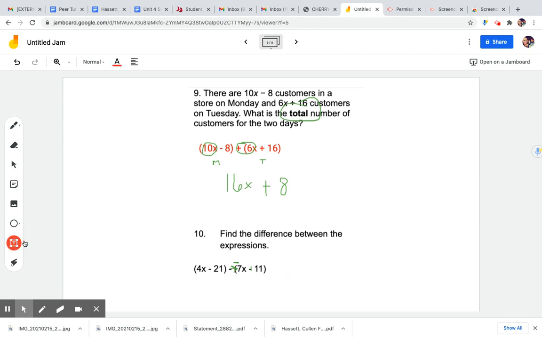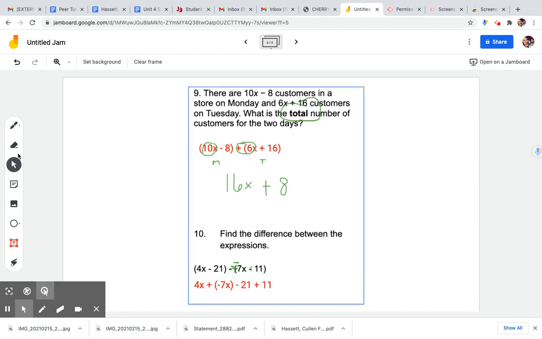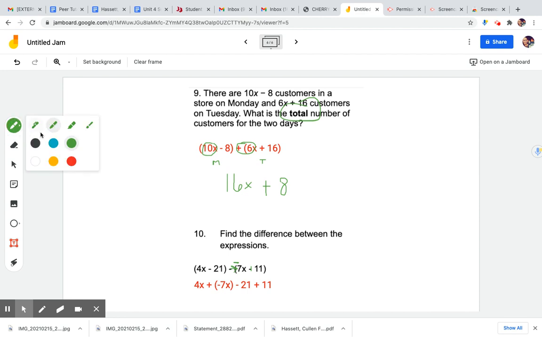Now I'm going to use commutative property for this one because it's a little tricky. So I have 4x, put minus 7x. I'm just going to put plus a negative 7x. Minus 21 plus 11. When I combine my x's, I get negative 3x. And negative 21 plus 11 is negative 10, or plus negative 10.